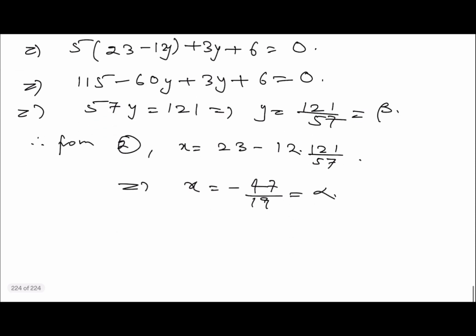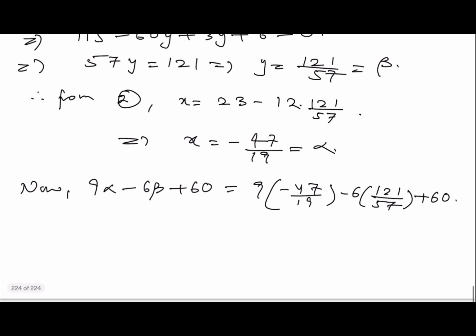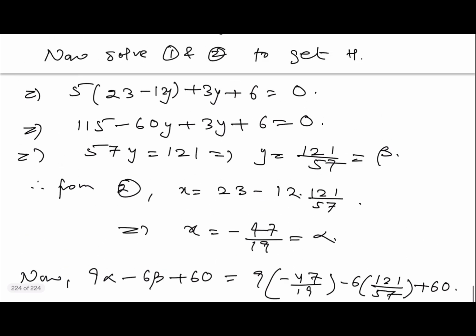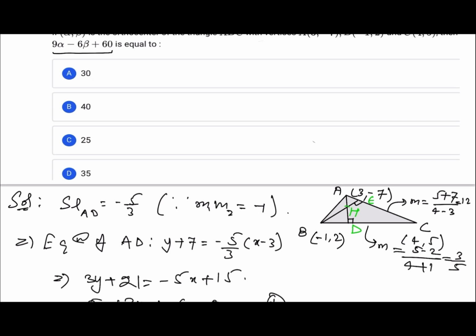This is alpha, right? Now 9 alpha minus 6 beta plus 60, on putting all these values for alpha and beta, you will get like this. It is just simple calculation, you can solve very easily. So this will become 1425 by 57, and after solving you will get 25. So 25 is the answer. So option C is correct.